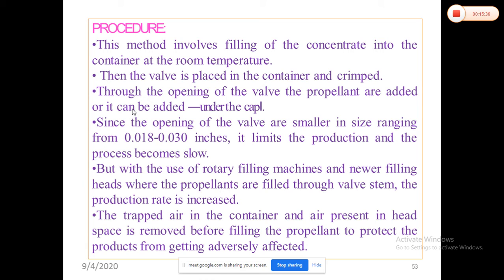There are some products that are adversely affected by the air, or the air that can be trapped within the container. So that trapped air in the container, or air present in the headspace, is removed before the filling of the propellant to protect the product from getting adversely affected. After the addition of the propellant, the method becomes similar to the cold filling method.